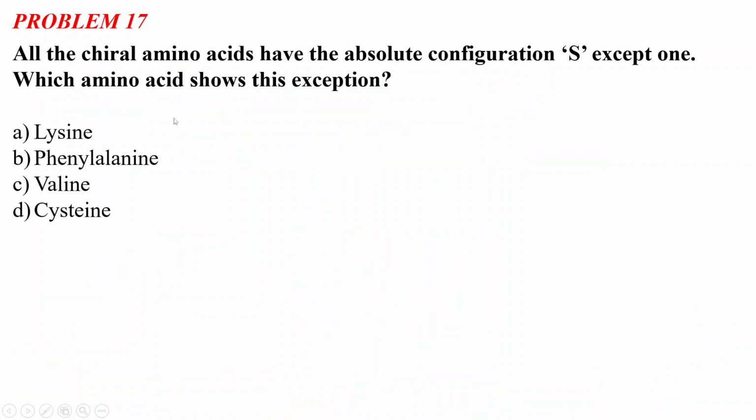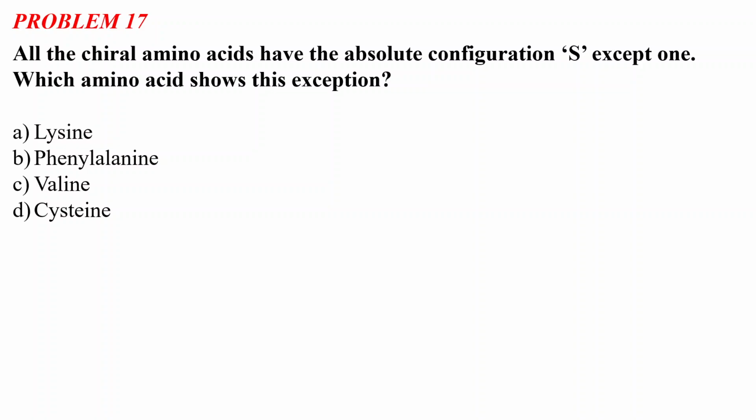So problem number 17 is very easy and I want everybody to answer this. All the chiral amino acids have absolute configuration of S except one. Which amino acid shows this exception? Number A, lysine. Number B, phenylalanine. Number C, valine. And number D, cysteine.